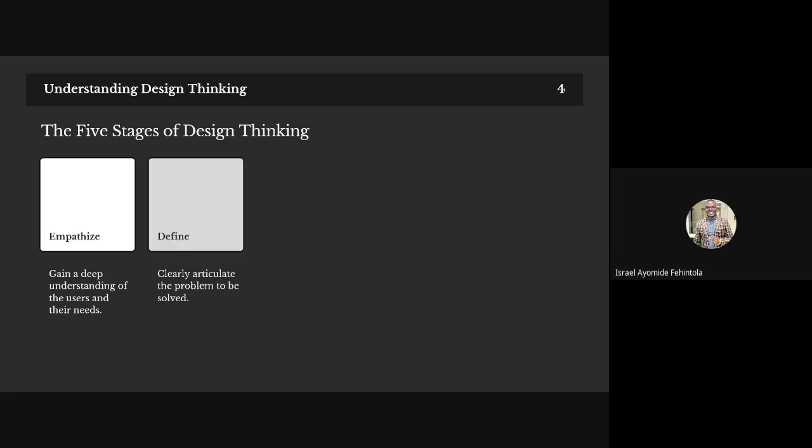So thank you. So the next stage is, after you've empathized, you've been able to deduce what the pain point or the need of your users are. The next stage is define. At this stage, you have to frame the user's needs and pain points into a problem statement. The problem statement should focus on the user rather than the company's need.